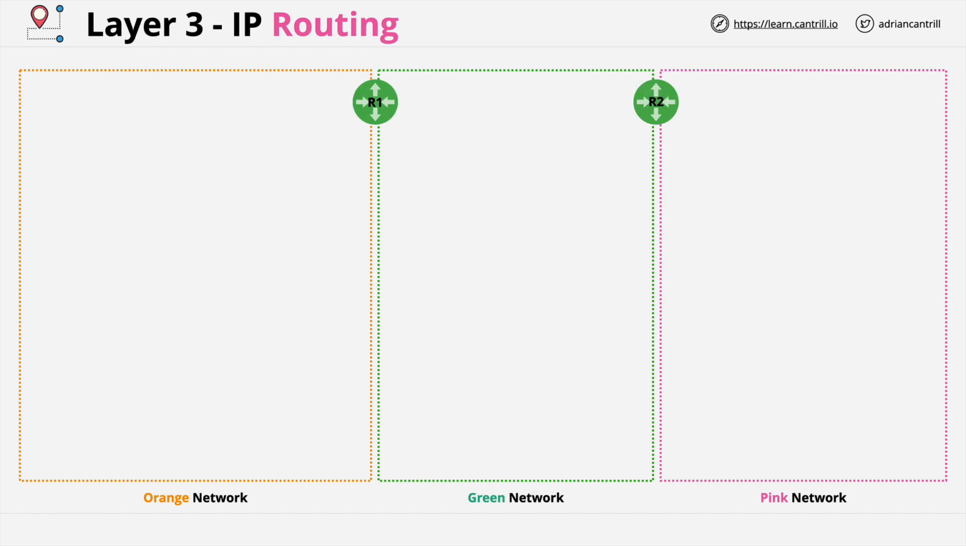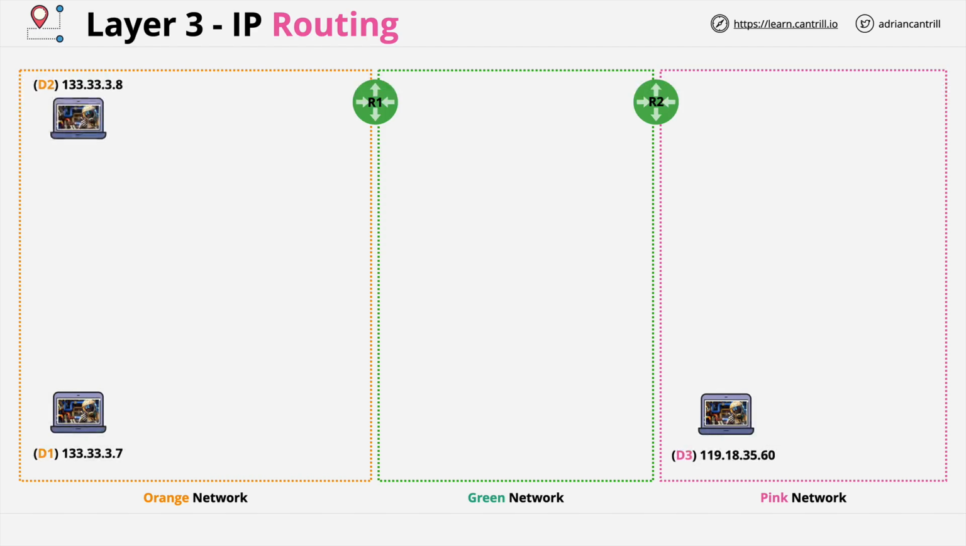Each of these routers has a network interface in both of the networks that it touches. Routers are layer 3 devices, which means that they understand layer 1, layer 2 and layer 3. So the network interfaces in each of these networks work at layer 1, 2 and 3. In addition to this, we have 3 laptops. We've got 2 in the orange network, device 1 at the bottom and device 2 at the top, and then device 3 in the pink network on the right.